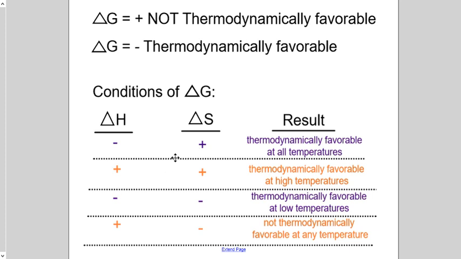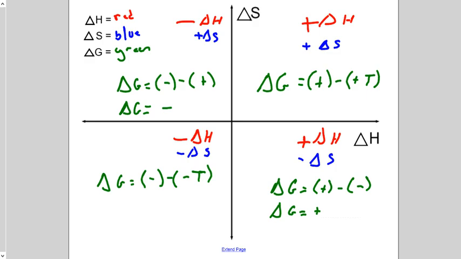If they're both positive, then it's favorable at high temperatures. If they are both negative, then favorable at low temperatures. If you have a positive here and a negative here, it will never, ever, ever be favorable. So kind of a different way of looking at that.